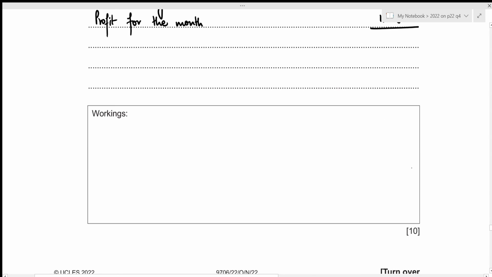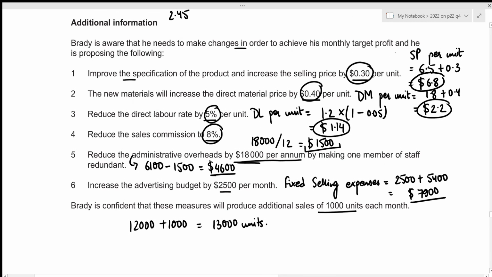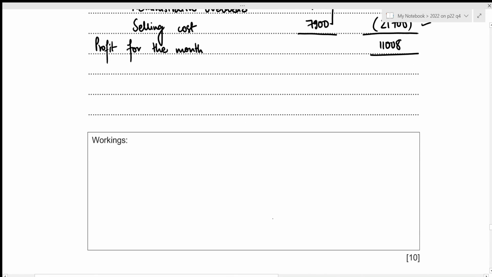And remember that we're given the working section right here, which means that all of the workings that we did right here while figuring out the selling price per unit, direct materials per unit, direct labor per unit, total administrative overheads, total fixed selling expenses, and the total number of units should be shown in that particular box in order to achieve all of your marks for the workings. Alright, let's move to the fifth part.